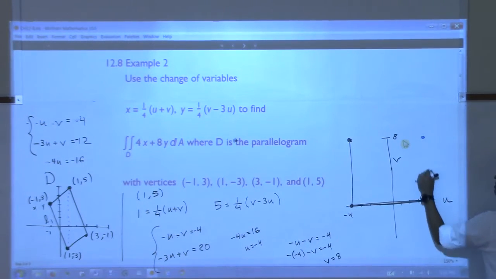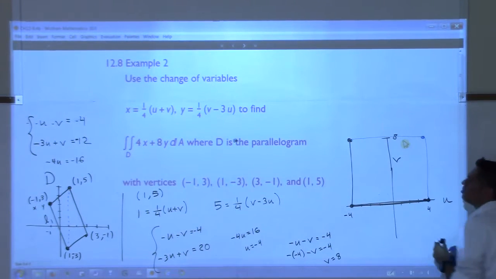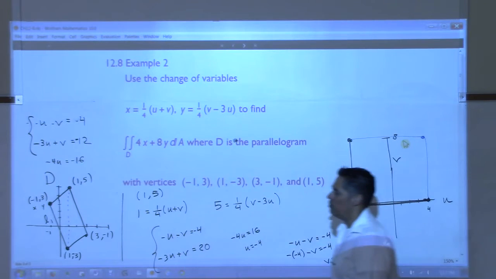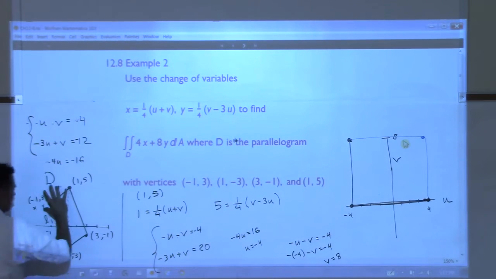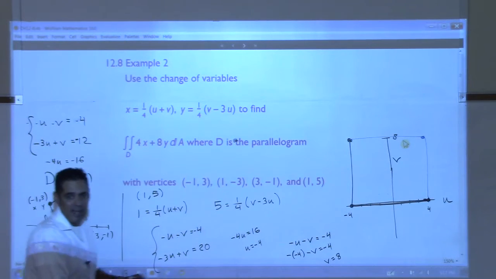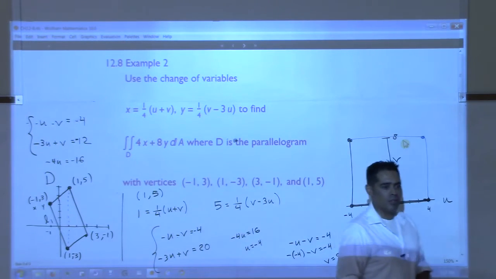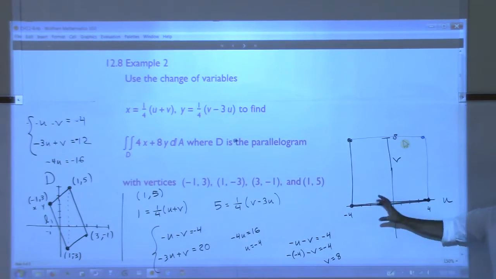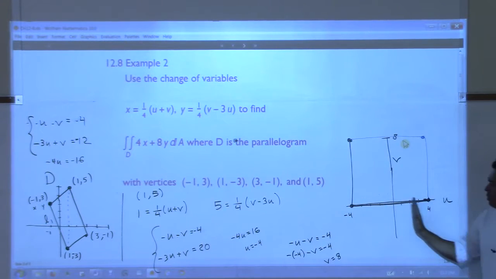And so what happens is you wind up, through this transformation, you have taken yourself from a region which is not necessarily easy to do, right, to a rectangle. And you can do this very easily because your limits of integration will be constants, right? U will go from negative 4 to 4. V will go from 0 to 8. So your double integral is nice.